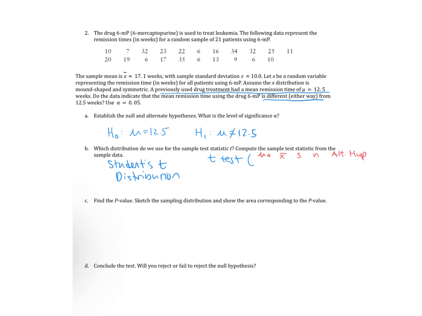So the mu sub 0 is 12.5. The sample mean is 17.1. The sample standard deviation is 10.0. The sample size, 21 patients, so n equals 21. And the alternate hypothesis was mu not equal to mu sub 0. And that gives us t is equal to approximately 2.1080.